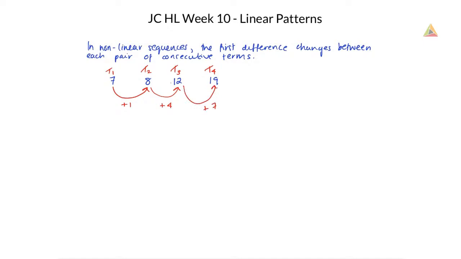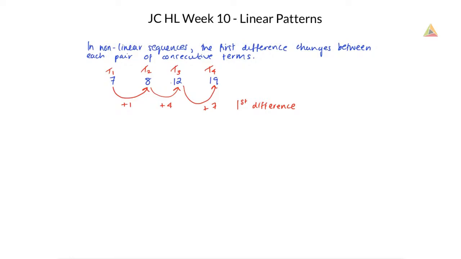So you can see there that that difference is not constant. You're not adding the same each time. So we actually call that the first difference. So we're looking at the first difference between each of the terms. Between 7 and 8, that's a difference of 1. Between 8 and 12 is a difference of 4. Between 12 and 19 is a difference of 7.